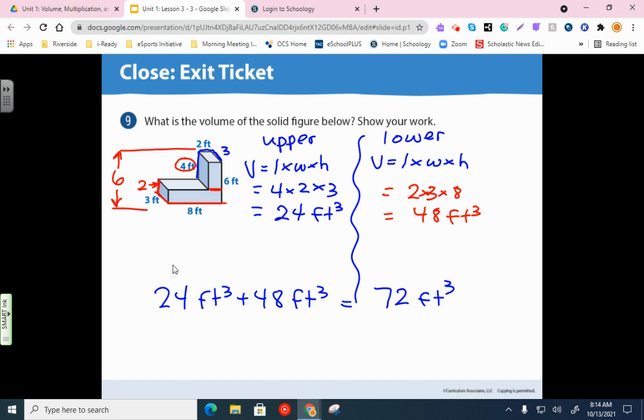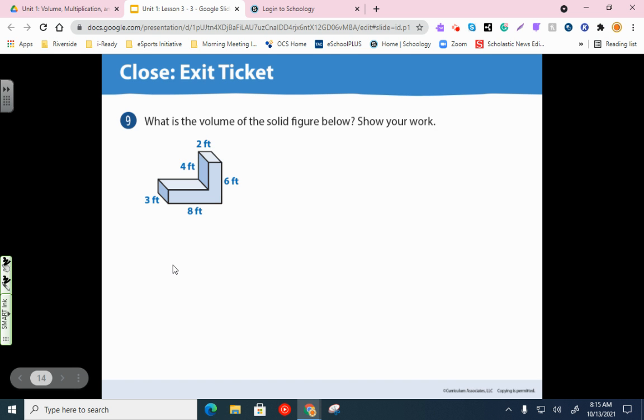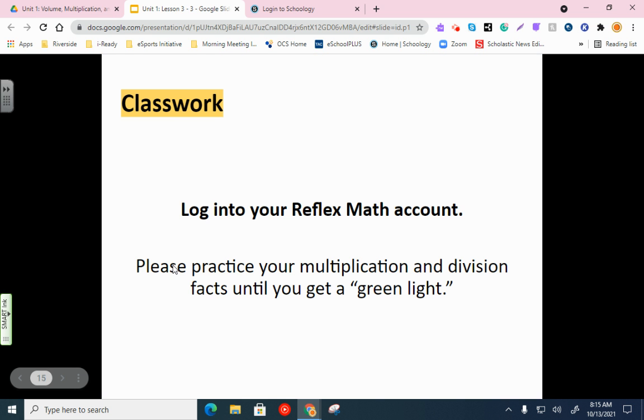What we're going to do is just go over our homework for what we have, the homework assignment. And that's going to be your reflex math. And do your reflex math until you get a green light. Let's go to this. And that should do it for today.